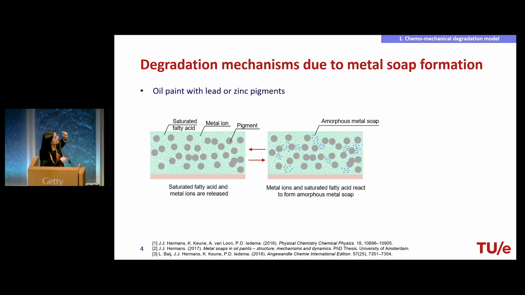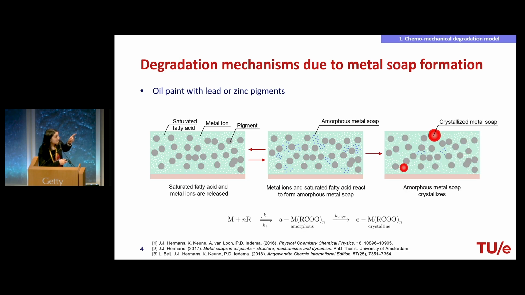What happens next is that these saturated fatty acids, together with the metal ions, can diffuse in the paint layer, and they can react with each other to form metal soaps, first in an amorphous state by means of a reversible reaction. Upon reaching a critical size, these amorphous metal soaps can crystallize by means of an irreversible reaction. This crystalline metal soap formation occurs with a volumetric strain, so an expansion of the material, which introduces strains and stresses in the system that can be responsible for mechanical damage mechanisms.